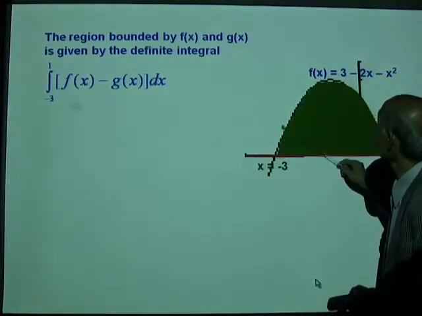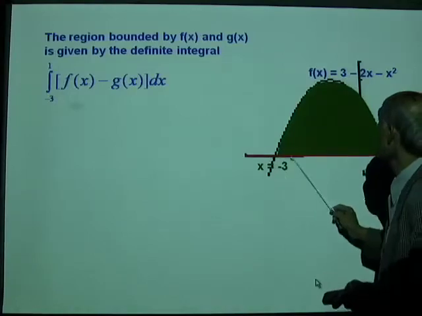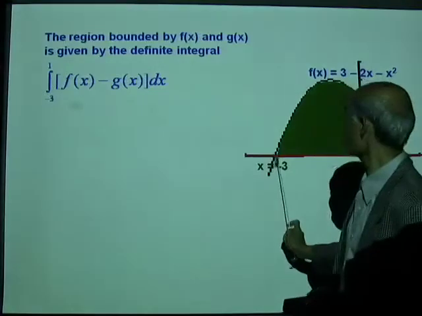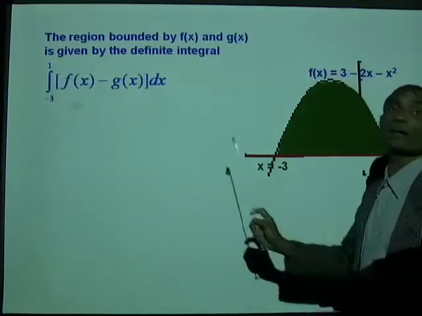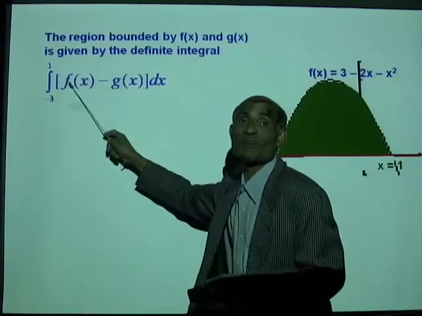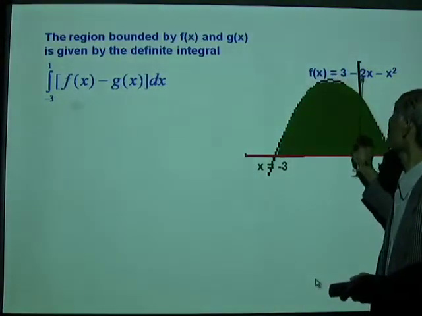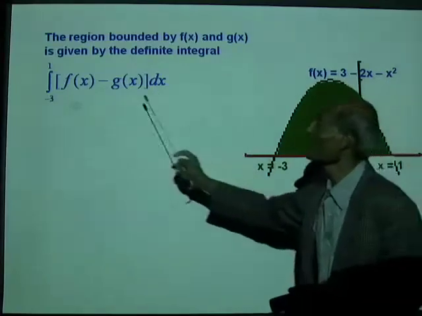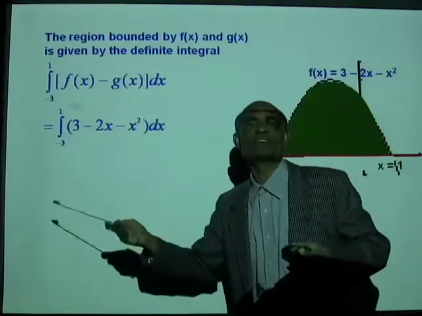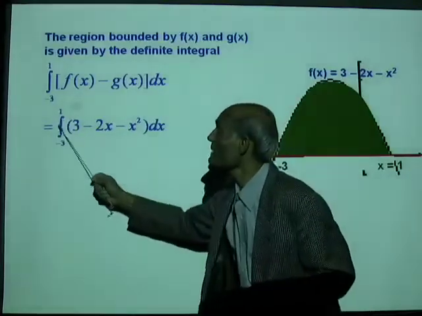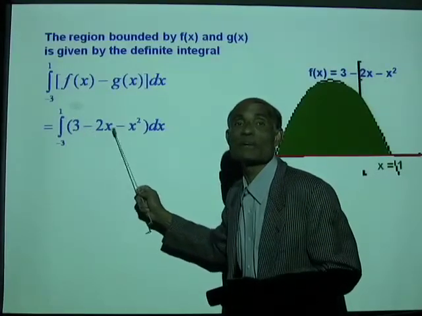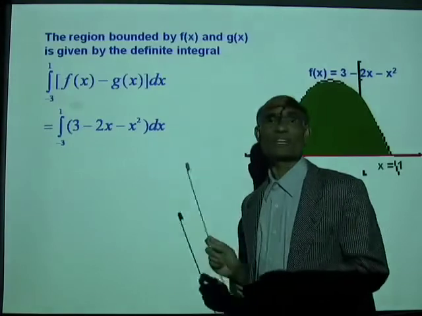The area enclosed by f of x and g of x is integral a to b, integral -3 to 1, f of x minus g of x dx. Now what is our f of x? F of x is 3 minus 2x minus x squared. Our g of x is 0, so we don't need to worry about g of x. So we have integral -3 to 1, 3 minus 2x minus x squared dx.